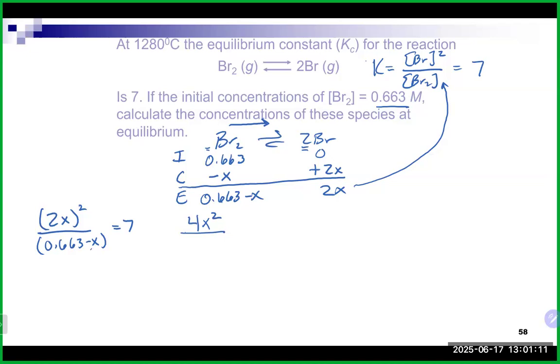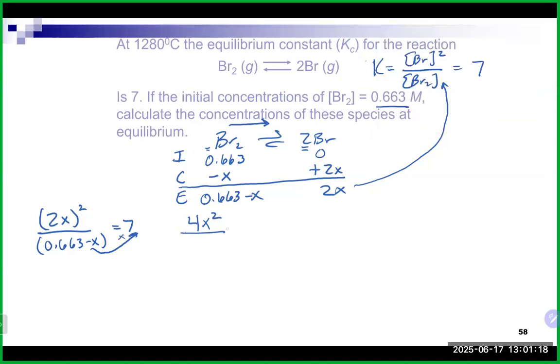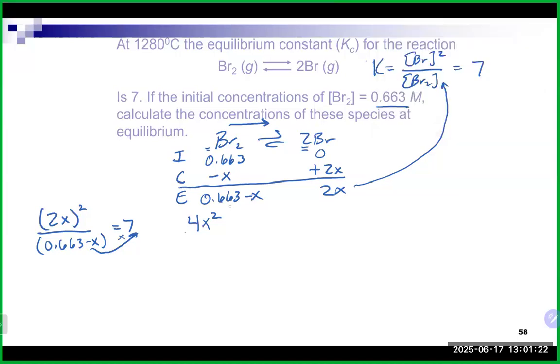Here we need to multiply this to the other side. So I actually don't need the little line anymore since I'm going to multiply that to the other side. And when I multiply that to the other side, that is going to give me 0.663 times 7, which is 4.641 minus 7x. The goal here is to get this into the quadratic sort of equation, and that means we need to get everybody to one side.